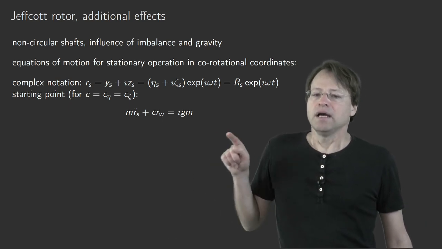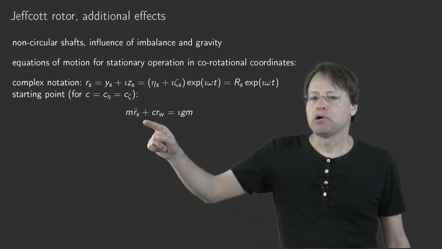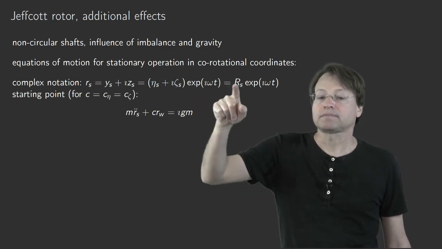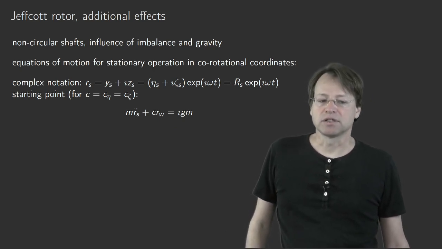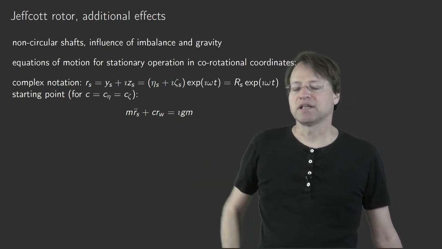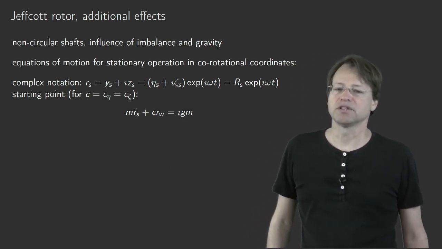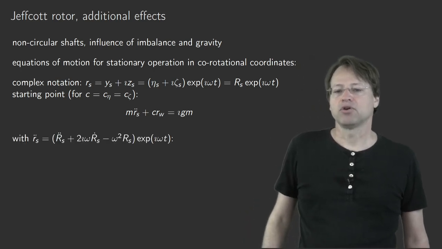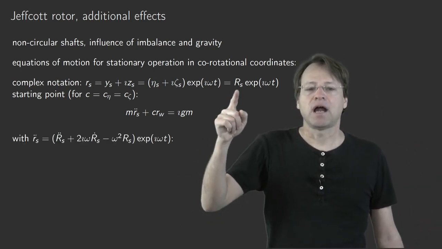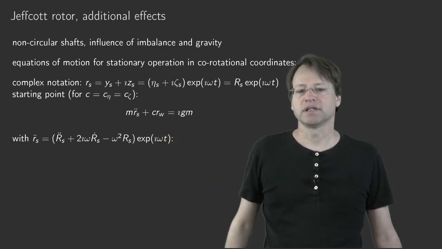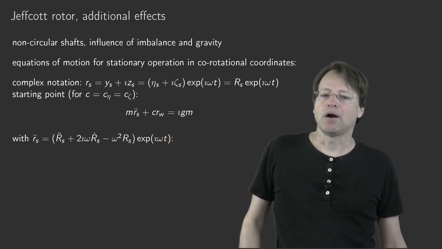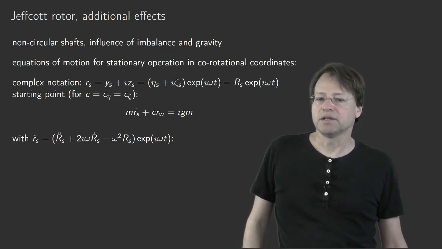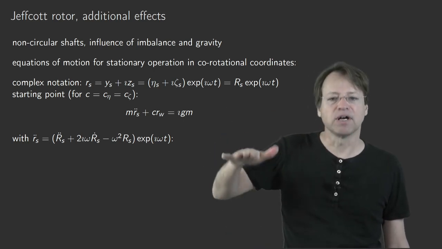Now comes the point where I have to replace the lowercase r's here, r_S and r_W, by the uppercase ones. And for r_S, I have to take the second derivative, and this now becomes especially simple if you use that complex notation. Keep in mind that R_S, so these body-fixed coordinates of the center of gravity, are also time-dependent quantities here, because we are dealing with the bending vibrations.